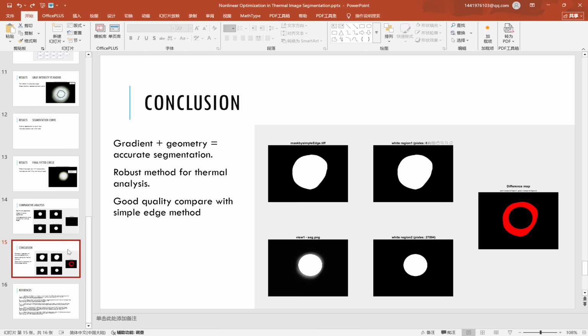On the next page, here's the edge function from MATLAB itself. Normally we just use it to fetch the binary mask. Compared with the method I have, which has better quality, of course. I think that's it.